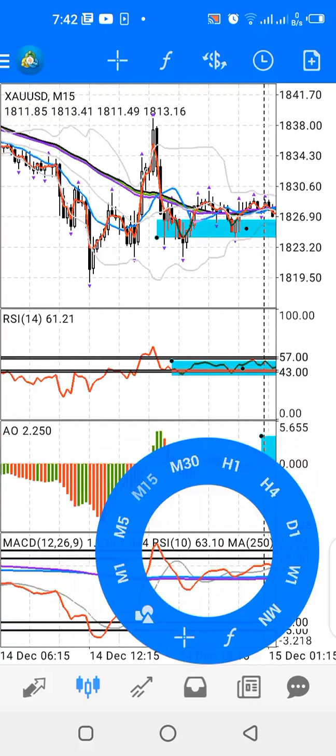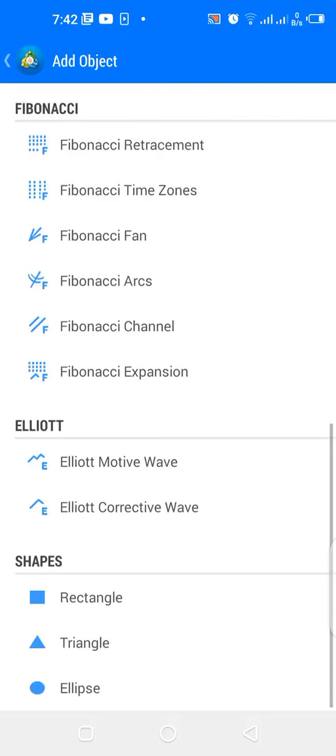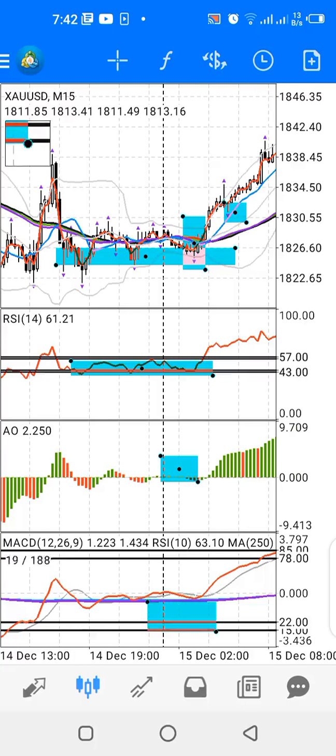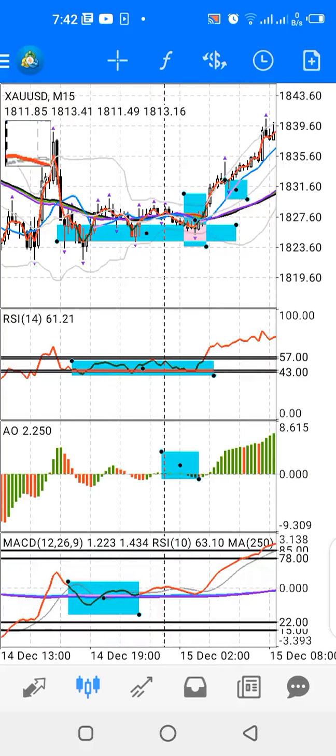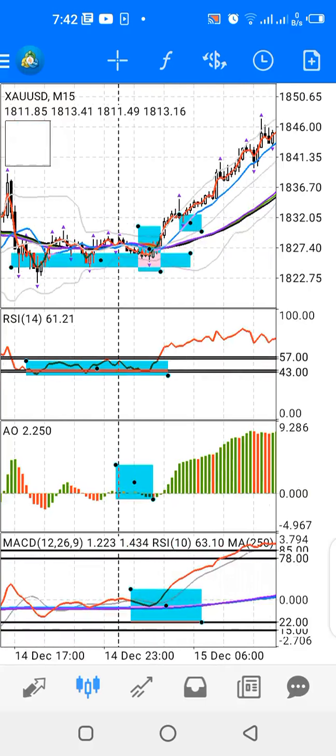Same thing for the buy scenario. When the red and the gray line comes down to the 22.15 level and crosses up, that's your signal to buy. And when it crosses above the purple and the blue line, that's your buy confirmation.